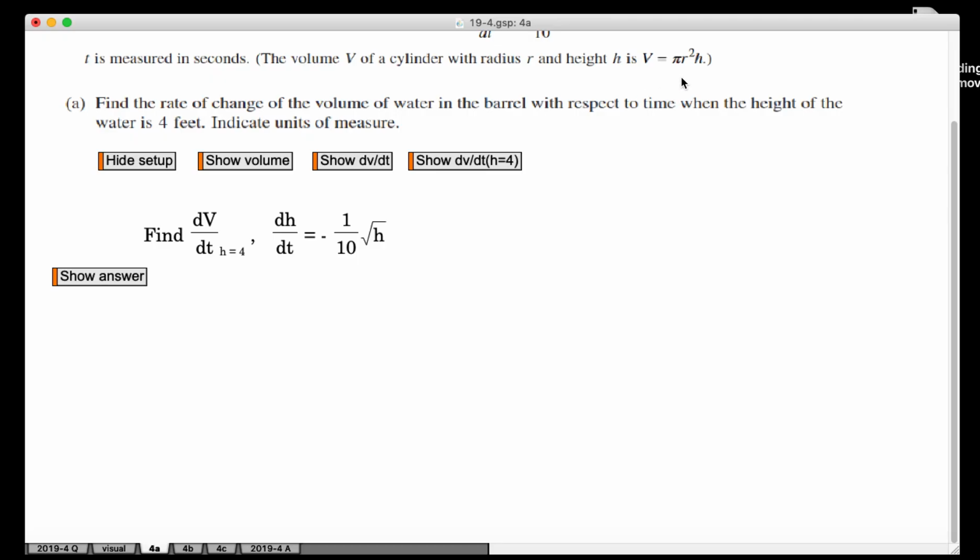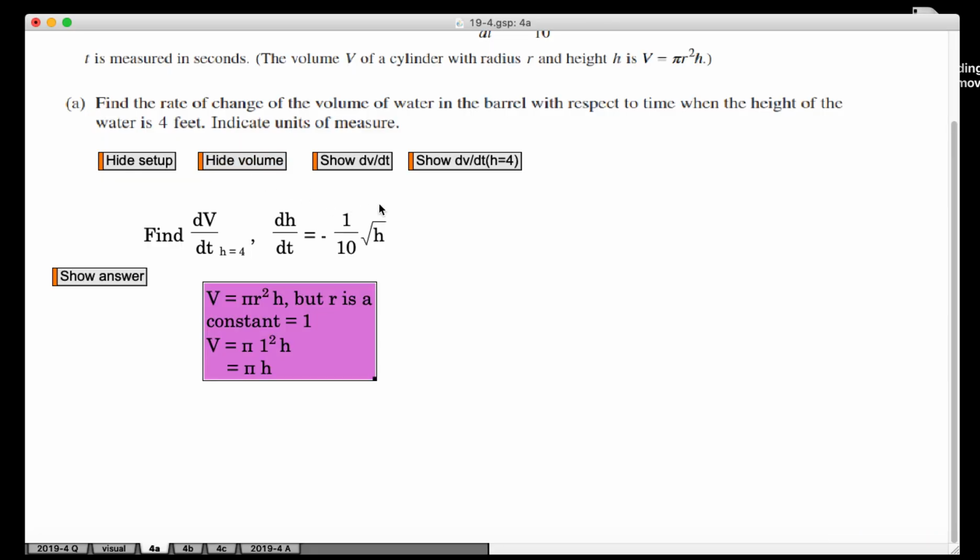If you weren't given it, you should know the volume of a cylinder or some other equation that would give you a connection between those two variables. And so that's what we need. There's our connection. And so here's our volume equation.